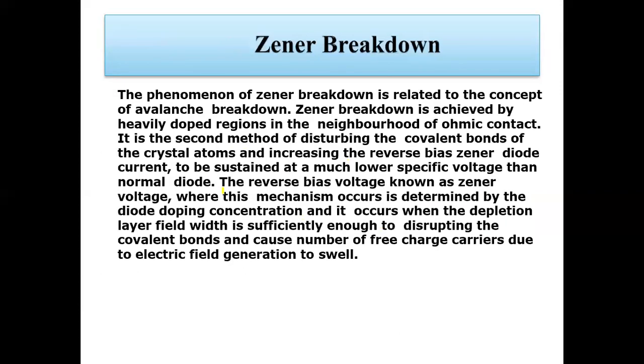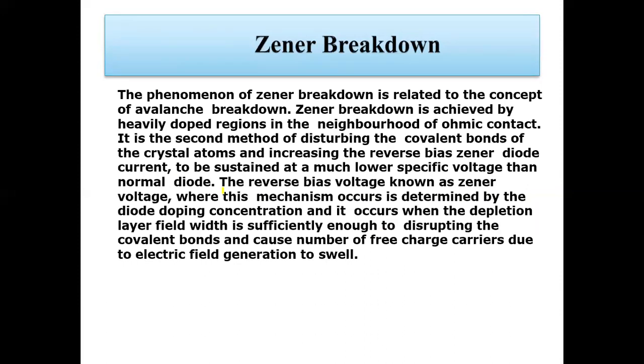Here, related to the topic, is the Zener breakdown. It's a phenomenon of Zener breakdown that is related to the concept of avalanche breakdown. That is, a Zener breakdown is achieved by a heavily doped region in the neighborhood of the ohmic contact.